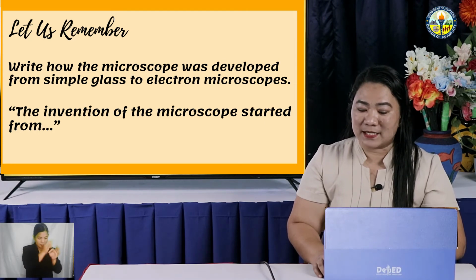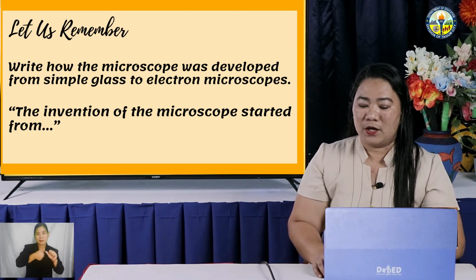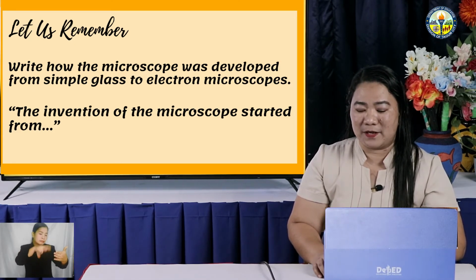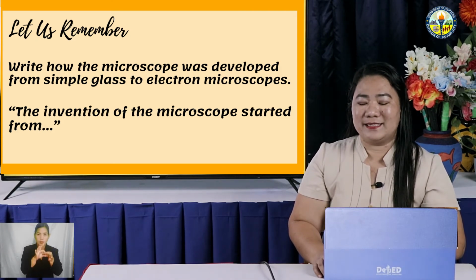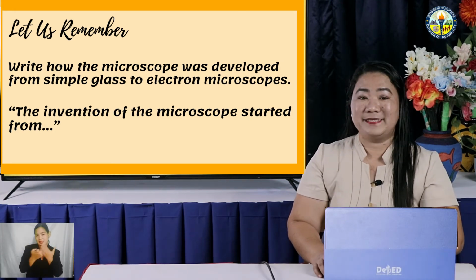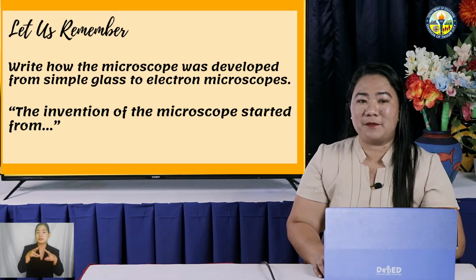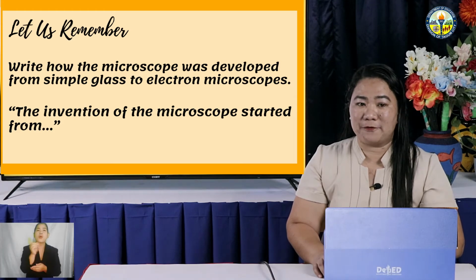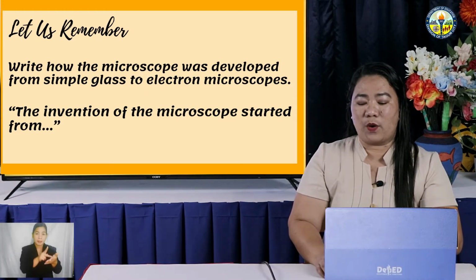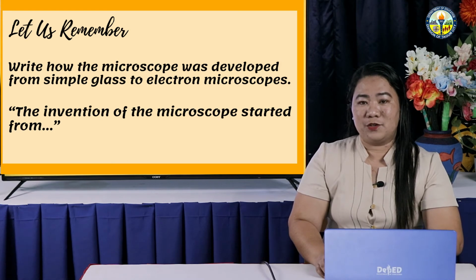Can you still recall the passage in activity number 1? You may revisit the passage or read a similar passage on page 11. You may start your summary with this statement: the invention of the microscope started from. In this way, it would be easier for you to finish the summary. Next, you also need to summarize what is a microscope, its parts, and its corresponding function. I will give you 1 minute to do this activity. You may start now.